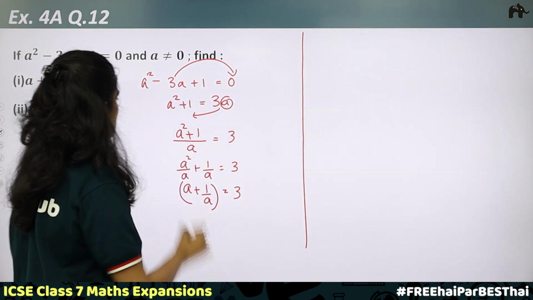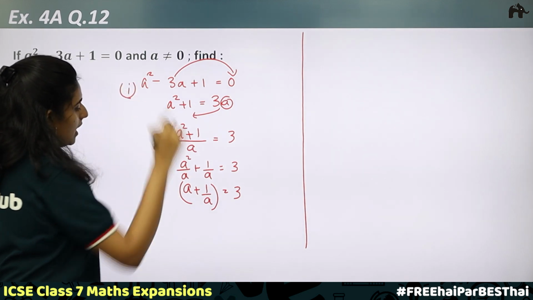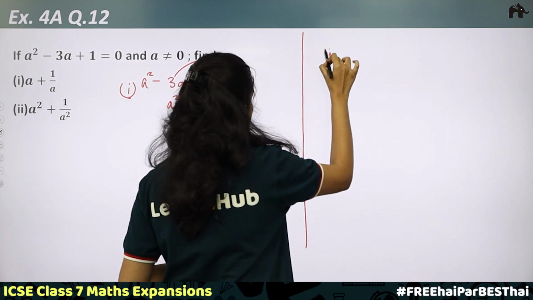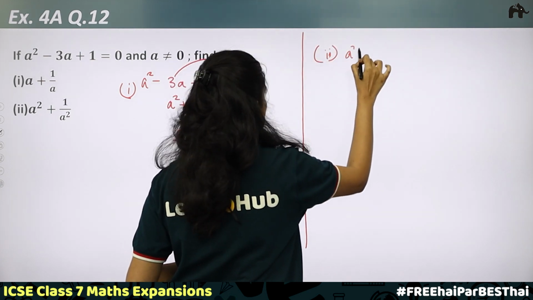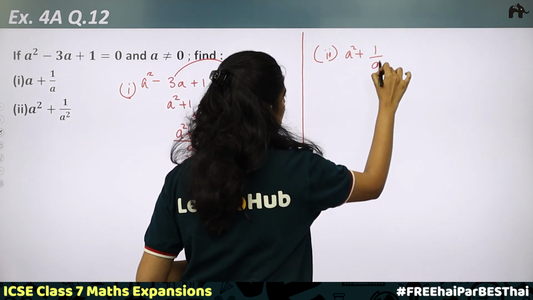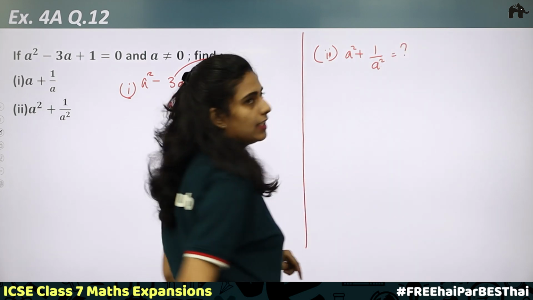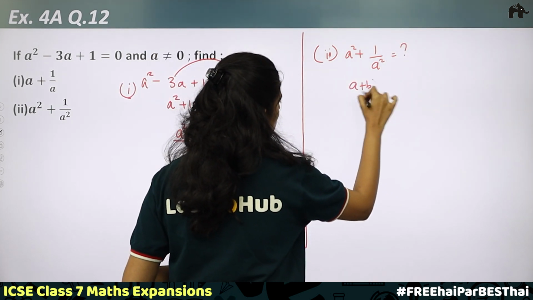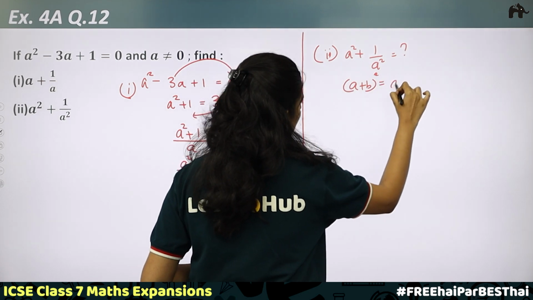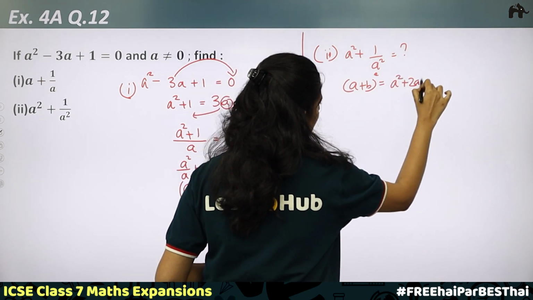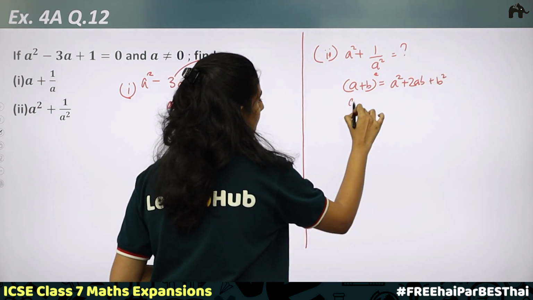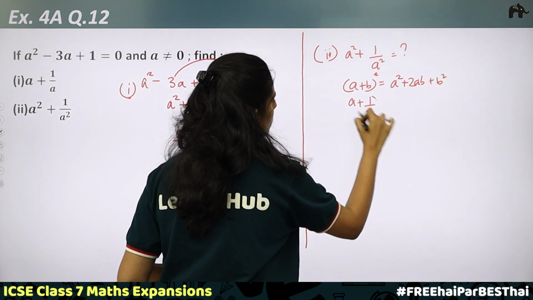So, this is the answer for your first question. a plus 1 by a is equal to 3. Now, the second part of the question, we have to find what is a square plus 1 by a square. How to find this? We have (a plus b) whole square is equal to a square plus 2ab plus b square.